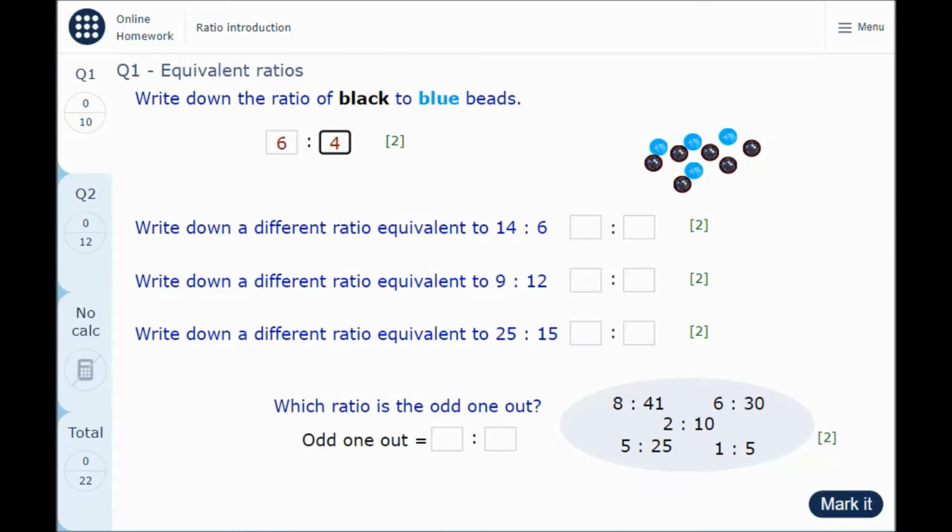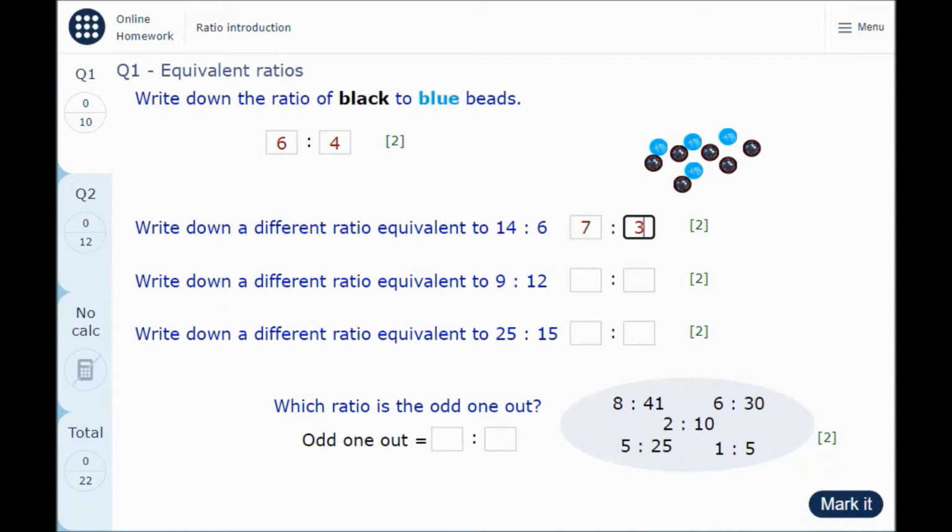Write down a different ratio equivalent to 14 to 6. Now what I'm going to look to do is I can simplify this, or I can make it go bigger. Multiply it out. I'm going to simplify it. If I divide both of the sides by 2, I'm going to simplify the ratio down. So 2 goes into 14 7 times, 2 goes into 6 3 times, and that's simplified, and it's a different ratio. It's exactly the same equivalency. So if I doubled this, I would end up at 14 to 6.